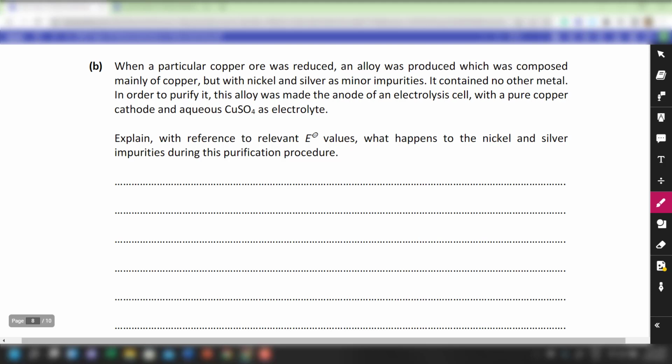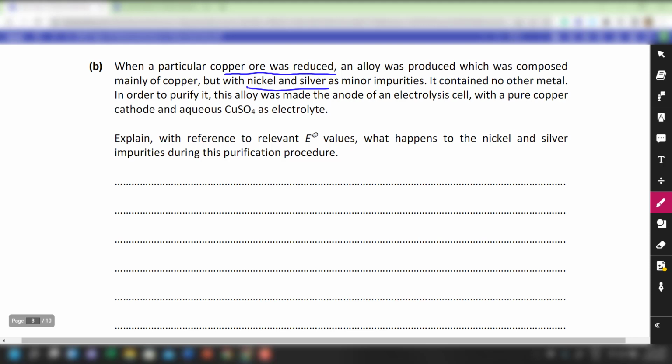Over here we were told that when a particular copper ore was reduced, an alloy was formed which composed mainly of copper. So you have nickel and silver as the main impurities. Usually for any respectable question, they will often give you impurities with one metal being more reactive and the other metal being less reactive. That's because they want to ensure that you know how to discuss the two. So it contains no other metal.